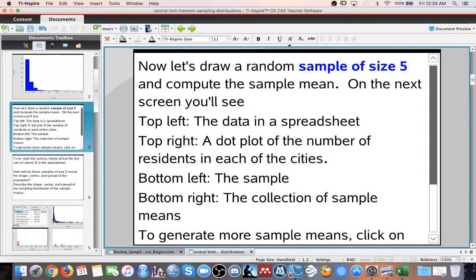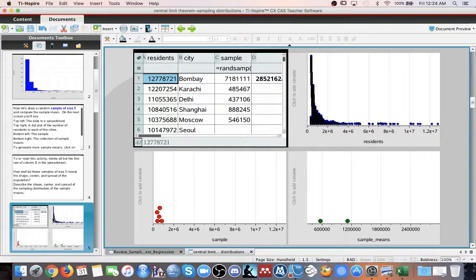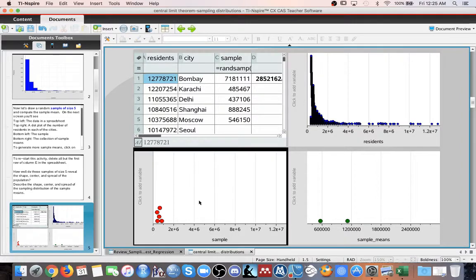So if we go to this here, in the top left corner of the screen, you can see the actual populations of the 1,000 largest cities, and then you have the city name here. What this spreadsheet is going to do is, as I refresh this page, in the bottom left corner of the screen, you're going to see selections of a sample of 5 plotted.